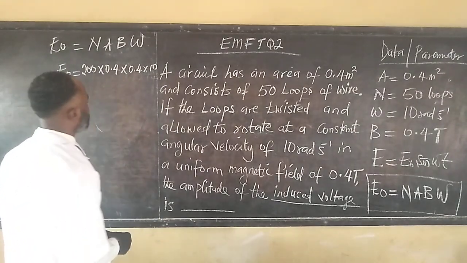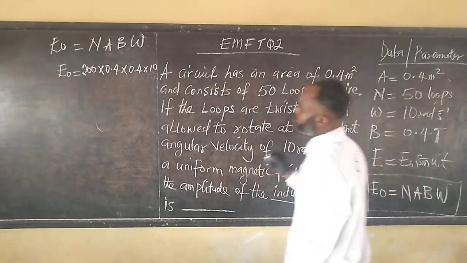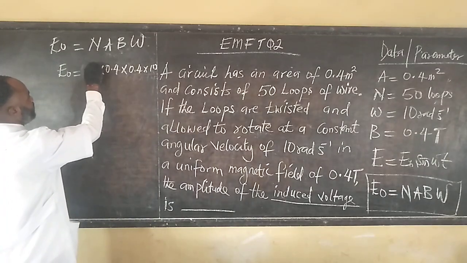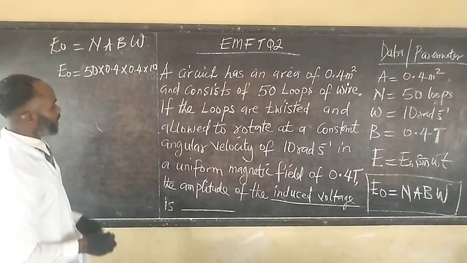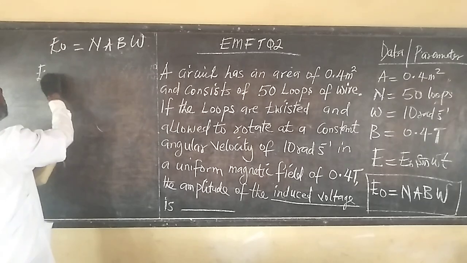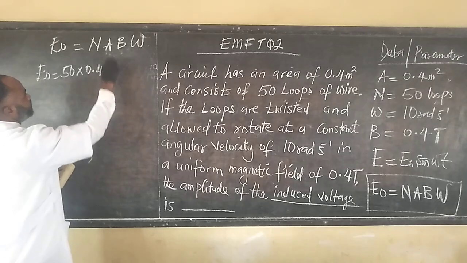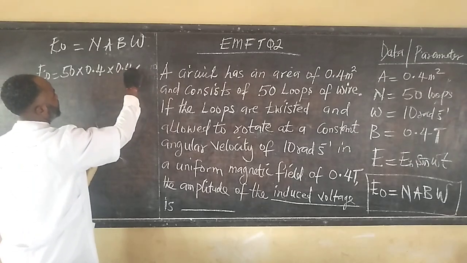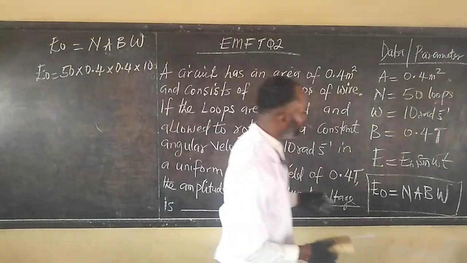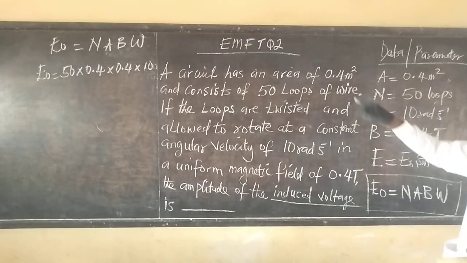Okay, there is a mix-up. Our N is 50, not 200. I mistakenly wrote it wrongly. So E naught is equal to 50 times 0.4 times 0.4 times 10. That's correct. Let's look at it very well. We have represented all that using those letters.